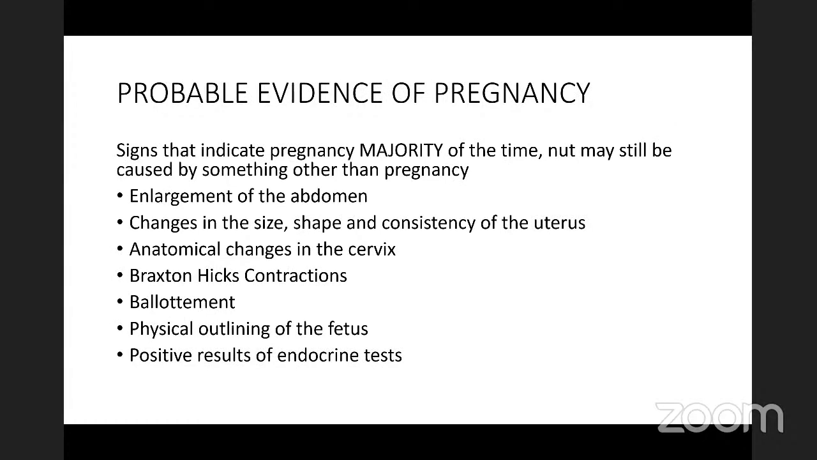Okay, probable. Signs that indicate pregnancy majority of the time, but may still be caused by something other than pregnancy. Okay. So, probable. Your abdomen's enlarged. There may be a baby inside, but again, it could be myoma. Changes in the size, shape, and consistency of the uterus. Changes in the cervix. Braxton-Hicks contractions. Ballottement. Physical outlining of the fetus. And positive results of endocrine tests. Remember, your HCG could be positive in some tumors, in some obstetric conditions like PCO. So you cannot take your HCG as an absolute or as a positive evidence of pregnancy. It is just probable.